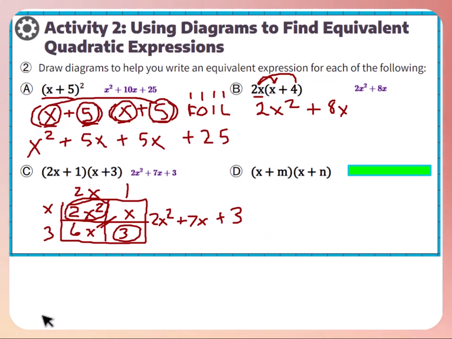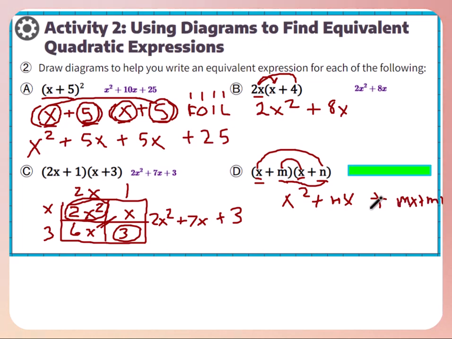All right, let's try the last one using the first, outer, inner, last multiplication method. So the first term in each binomial is x times x. That's x squared. Outer, I'm going to go to the outside and multiply x times n. Put those two letters in alphabetical order. They do not multiply together, so you just have to write n times x. Inner, go inside, multiply m times x, and then the last term in each binomial, multiply those together. M times n.